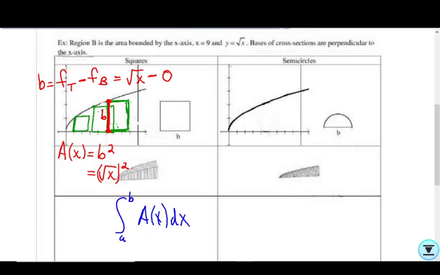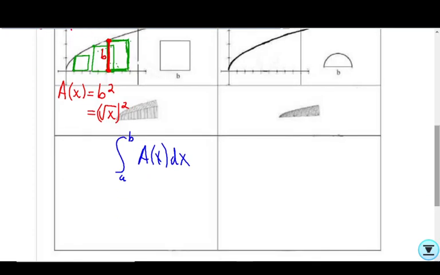So we plug what we know in. So now that we know what the area equation is, it's going to be the integral, and this is the square root of x squared. And where does our volume start? Well, our volume starts here where the two intersect at 0 and finishes right here at 9. So from 0 to 9.